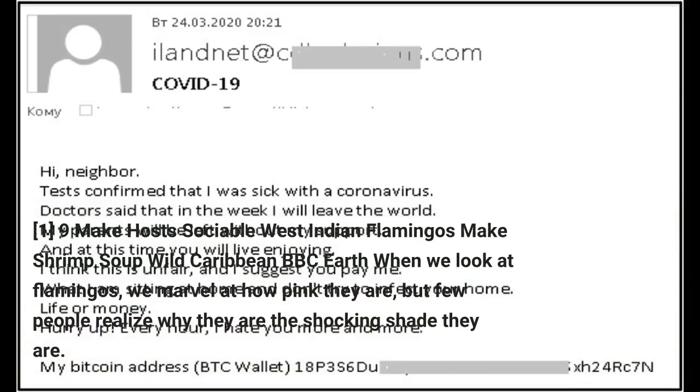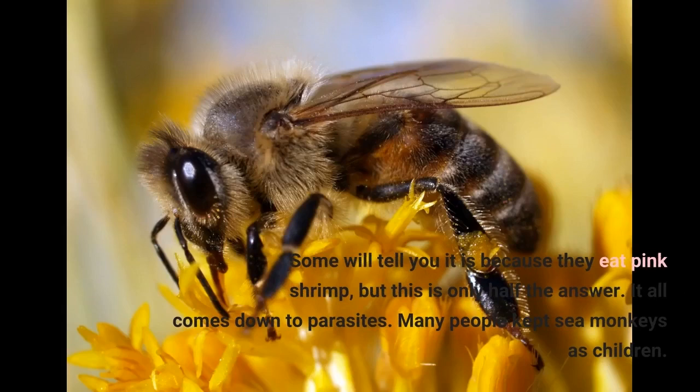When we look at flamingos, we marvel at how pink they are, but few people realize why they are the shocking shade they are. Some will tell you it is because they eat pink shrimp, but this is only half the answer. It all comes down to parasites.